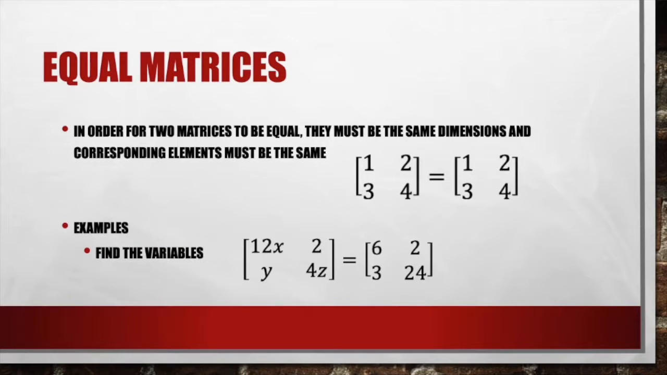So over here on the side, if we have these 2 examples, this one at the bottom, we can find the variables knowing that they're equal. I'm telling you they are equal, so that means the top left has to equal the top left. So 12x has to equal 6, so x would have to be a half. Y would have to be 3, and 24z would have to be 24, and so we would know that z was 6. So we can set the corresponding pieces equal to each other.